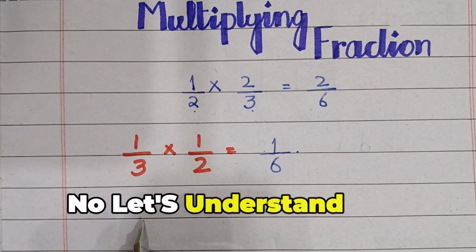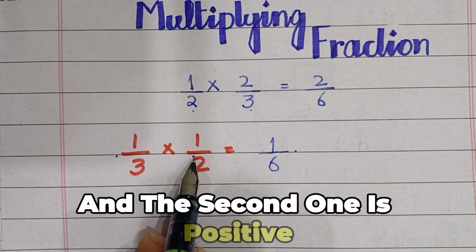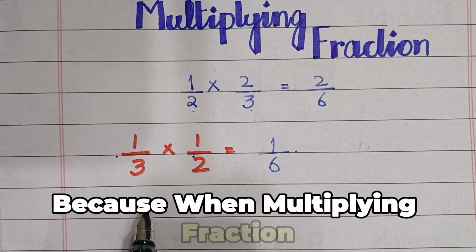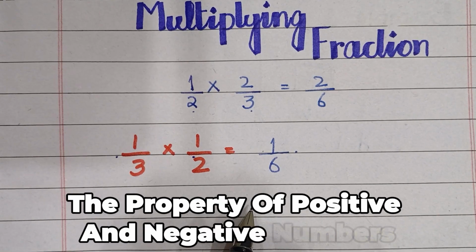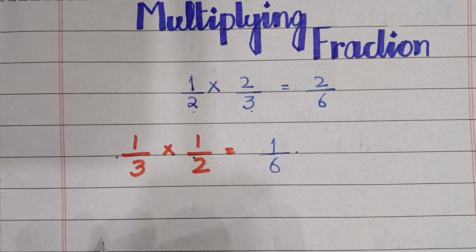Now let's understand the concept if one fraction is negative and the second one is positive, because when multiplying fractions the properties of positive and negative numbers still apply. It is good to determine the sign of the product as the first step.